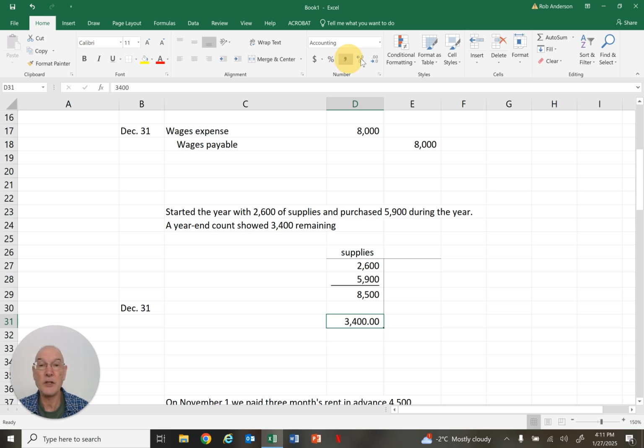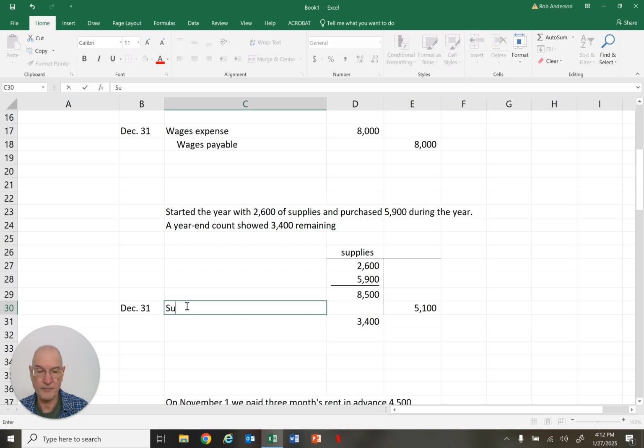So what are we going to use as a debit? Well, it's going to be the difference between these two numbers, right? That's what we will have used. So I'm going to take my 8,500 and subtract what's left, and we used $5,100 of supplies. Now, I didn't do a previous journal entry for this because you might have bought supplies all year long and you're just doing a year-end count. But we know that our supplies used up during the year is $5,100, so that becomes supplies expense.